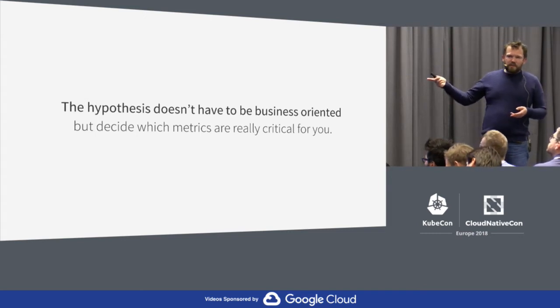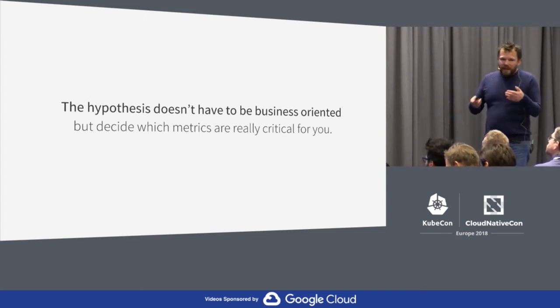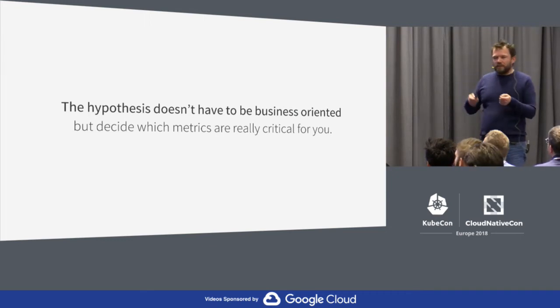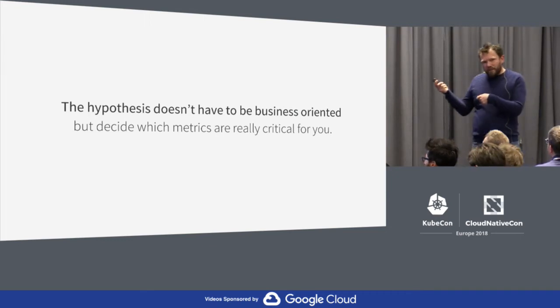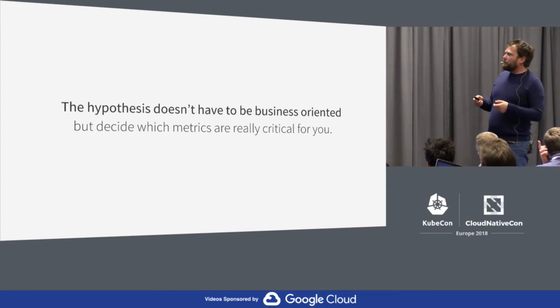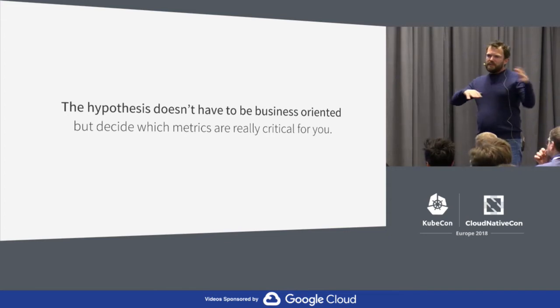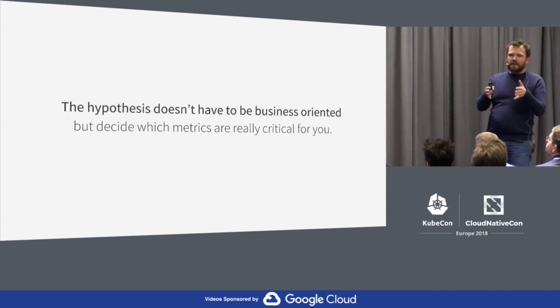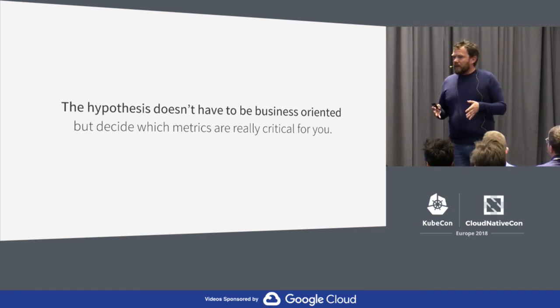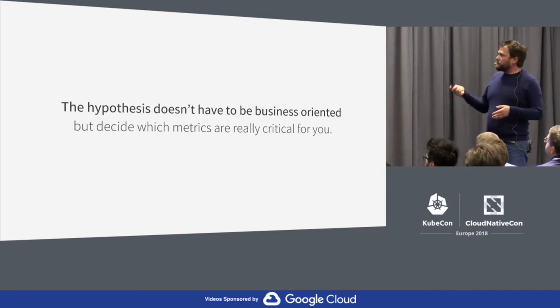It doesn't have to be business-oriented. It's obviously more interesting and more forceful. And you can go back to your managers because they understand that, not necessarily your metrics. But because chaos engineering can be at various levels, you can also have obviously very engineering hypotheses that you keep for yourself or your team.